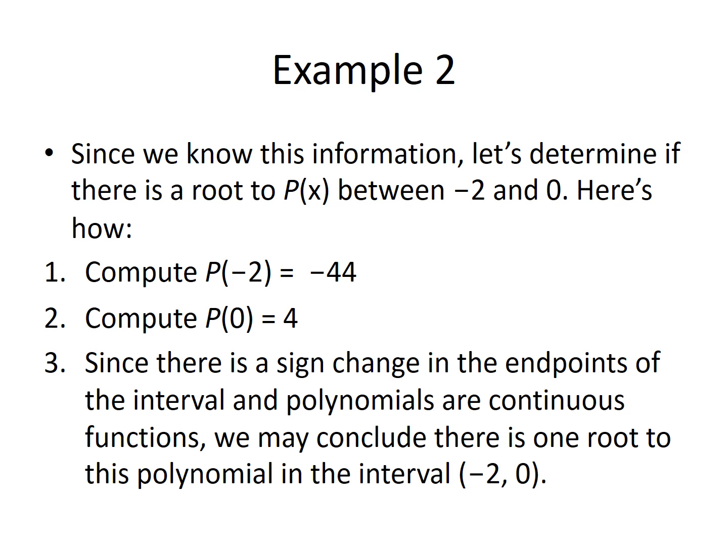Our third step is to use the intermediate value theorem. And here, what we're going to do is look at the output of our previous two steps and see if there's a sign change. And since there is a sign change in the endpoints of the interval, and polynomials are continuous functions, we may conclude there is one root to this polynomial in the interval -2, 0. Now, Descartes' Rule of Signs guarantees us the existence of a negative real solution, and now the intermediate value theorem has given us a place to start looking for that between -2 and 0.